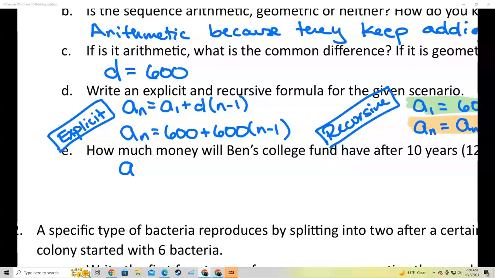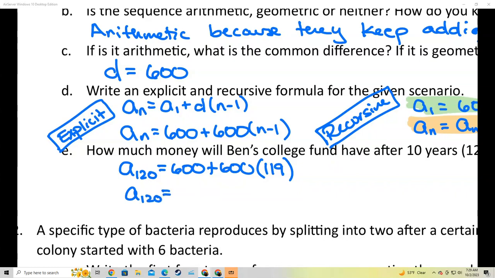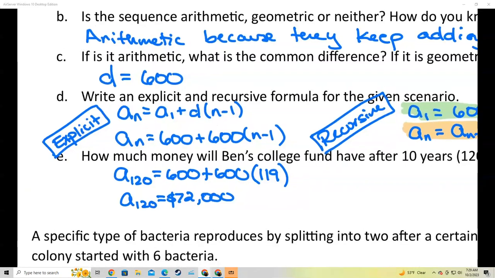I'm going to write the 120th term is equal to 600 plus 600 times, remember that my n is 120, so over here, I should be substituting 119. Let me go ahead and substitute that in my calculator and see what I get. I'm just going to type all that into my calculator: 600 plus 600 times 119. Hit enter, and the answer I get is $72,000. So after 120 months, there is going to be $72,000 in this bank account. And that is my final answer.